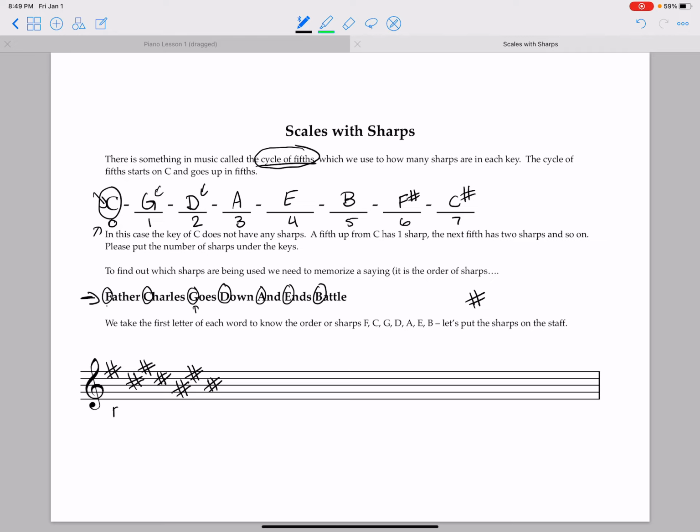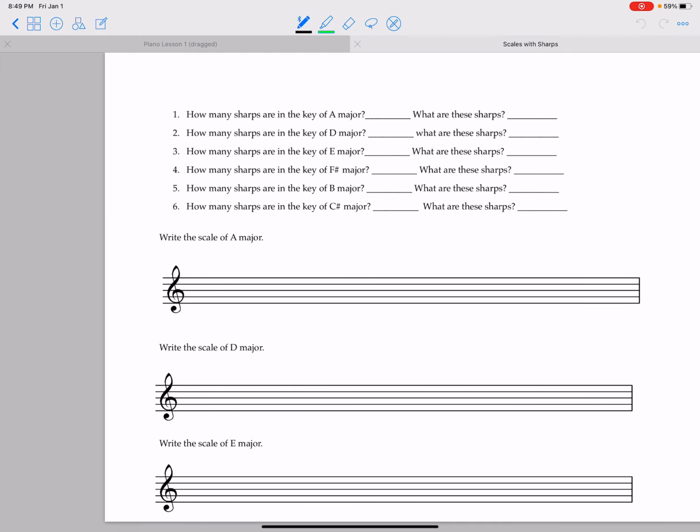So there we have F sharp, C sharp, G sharp, D sharp, A sharp, E sharp, and B sharp. So now we have two different pieces of information, and we need to figure out how to put them together. Our next section, we're going to flip back and forth a bit between the next two pages.